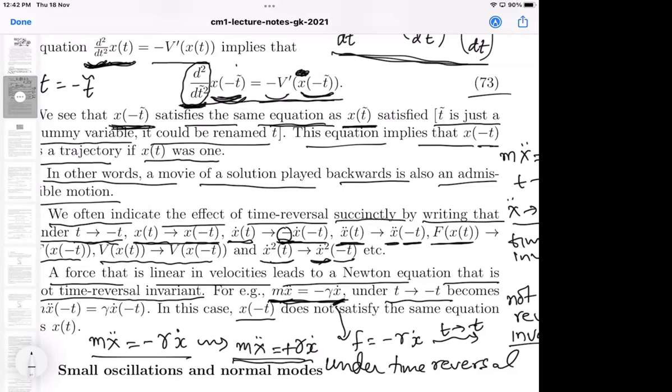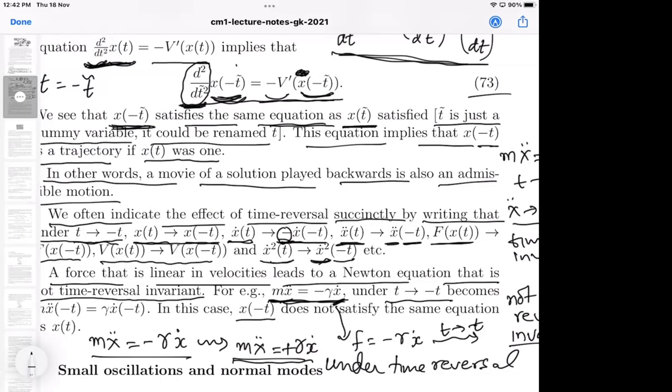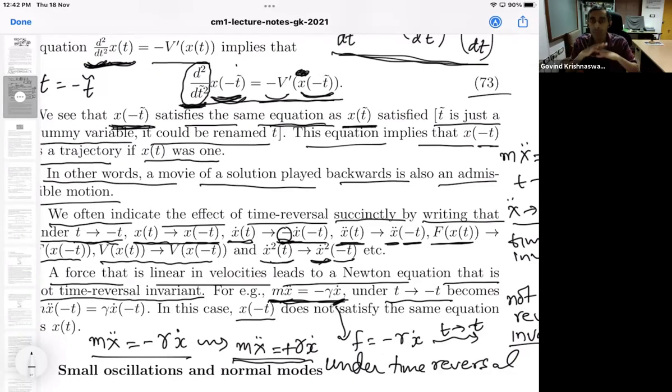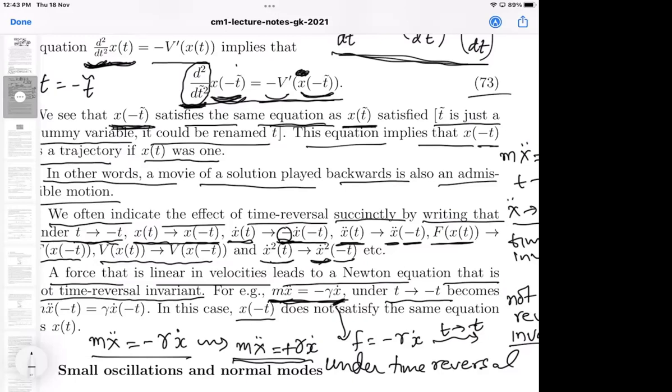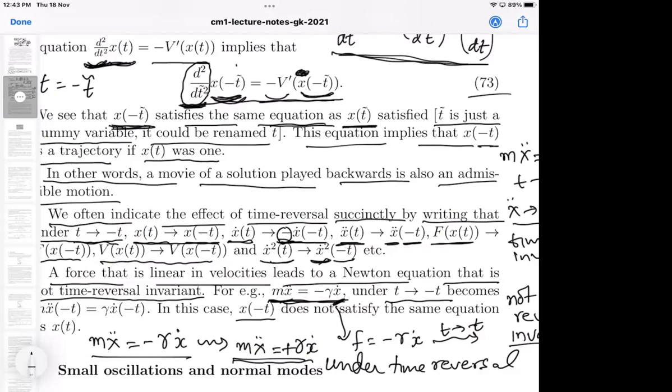Sir, I think I got the point. Excellent. But do others also get that point? That there are physical motions which, when played backward, are simply not observed in nature. Any question about this? Sir, I think yes. Overall, as a big picture, I do think I understand. Okay, you do understand.